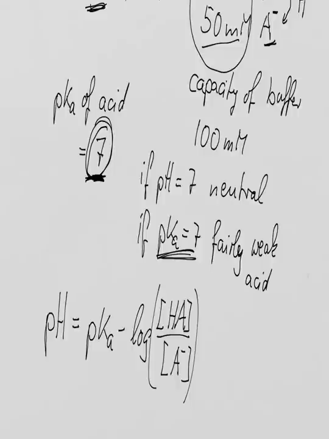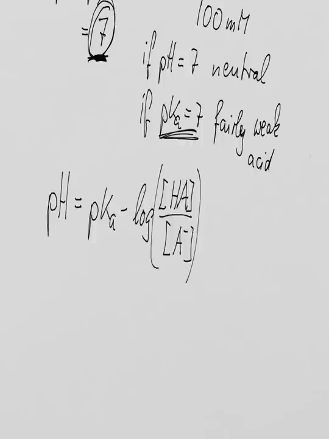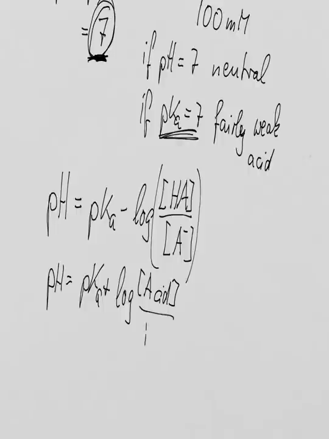Here's a very good question. Would it ever be base over acid instead? Oh yeah, absolutely. Because you can write it as pH equals pKa plus log of base over acid. Sorry, my bad. Base over acid. This is what I actually meant to say.